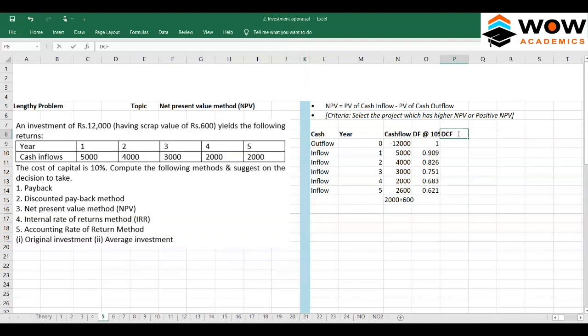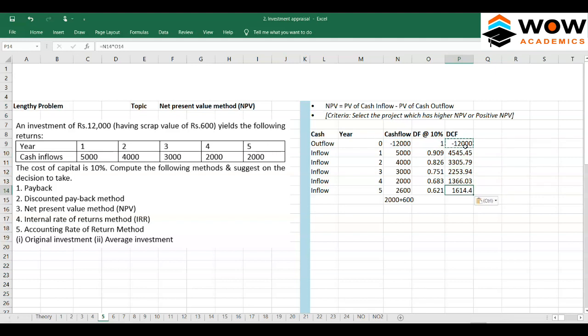So DCF is nothing but discounted cash flow. So discounted cash flow would be the cash flow into the discount factor. So it would be the same for all the years. Okay, it is going to be a computation of multiplication. Multiply cash flow and your discount factor. At the end, you will get your NPV. Okay, net present value. So the net present value would be the addition of all the numbers, including the minus number. So you got it. So it is a positive number.